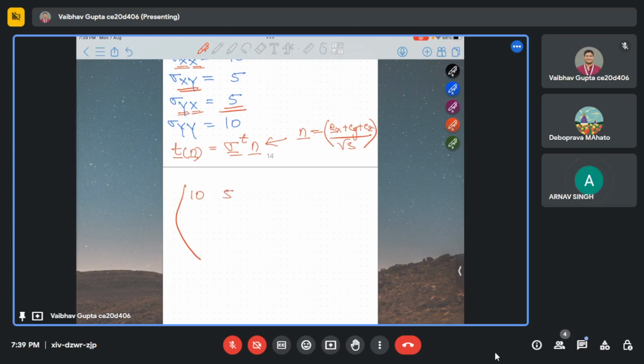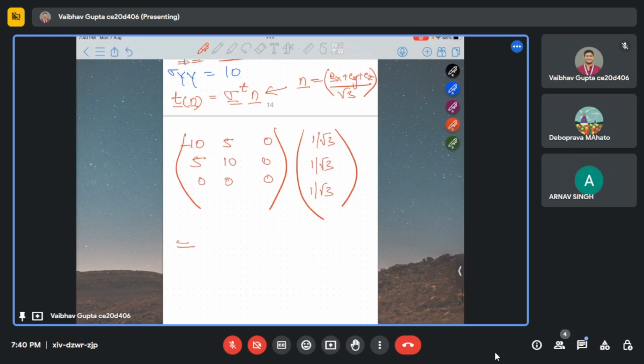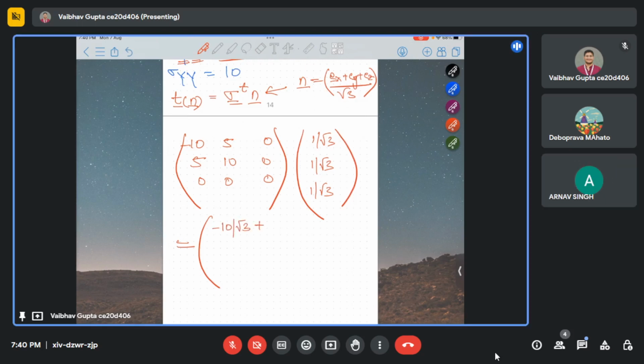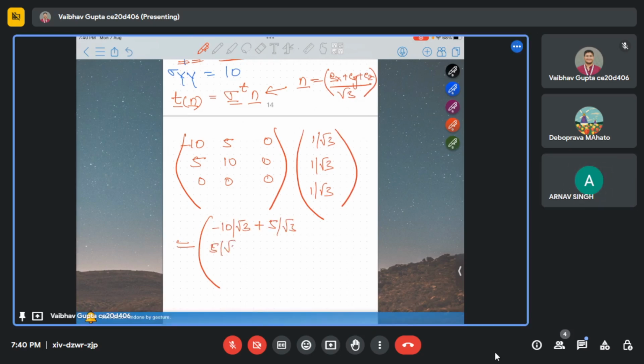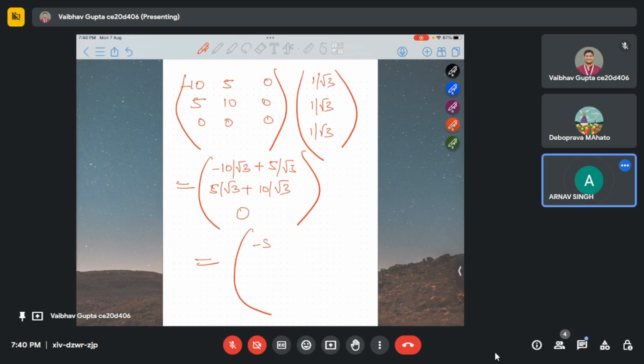Yes, 10, 5, 5, 5, minus 10. Sorry. This one is 1 by root 3, 1 by root 3, 1 by root 3. What will you get? Ex is equal to minus 10 by root 3 plus 5 by root 3 plus 10 by root 3. Here it is 0. Got it? Yes, sir.